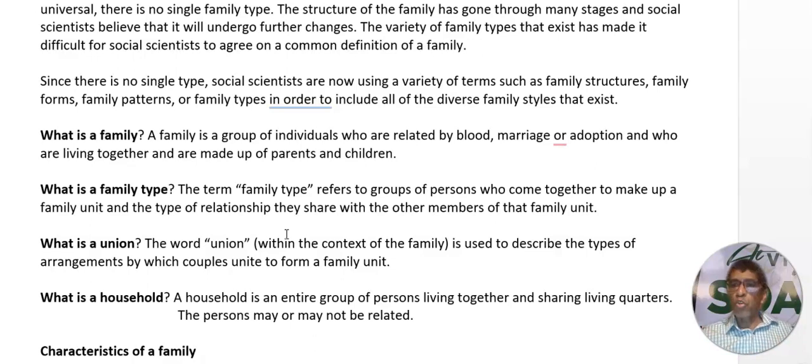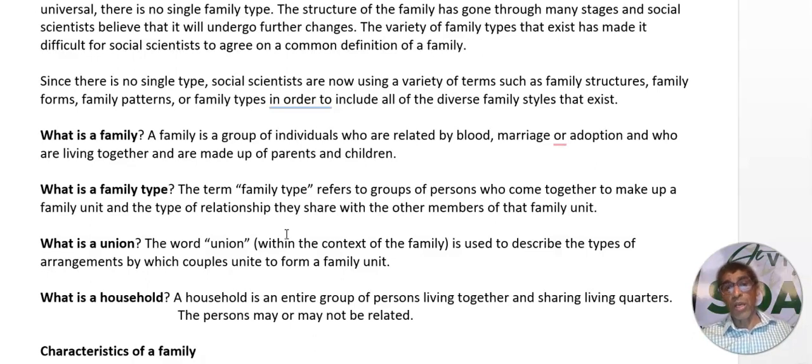Sometimes they give households, when in reality what CXC is expecting is family type. Or when they ask to identify two types of household, our students will give two types of families, like extended, when in reality what CXC wants are households. So we have to be able to distinguish between family types, union, family, and household.